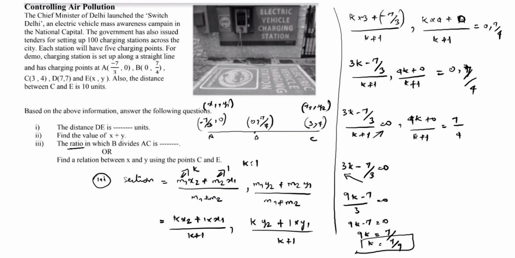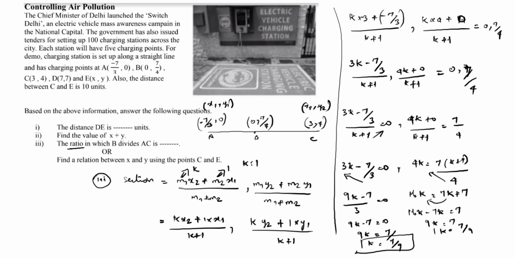Here, 4k is equal to 7 times (k plus 1) divided by 4. So this 4 goes to the other side. So 16k is equal to 7k plus 7. So the k goes to this side. So 16k minus 7k is equal to 7. 9k is equal to 7. K is equal to 7 by 9.